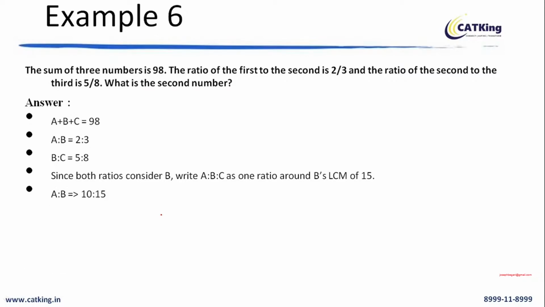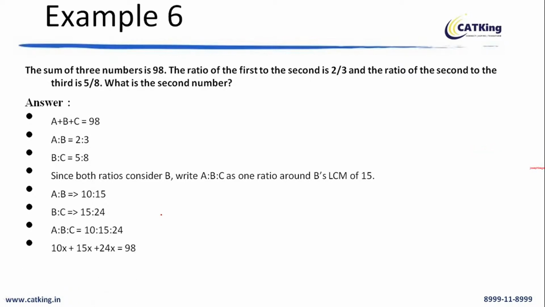So A is to B becomes 10 is to 15. We multiply them by 5. So 2 into 5 is 10 and 3 into 5 is 15. B is to C becomes 15 is to 24. Here we multiply them by 3. 5 3s are 15 and 8 3s are 24. So it becomes a continued ratio of 10 is to 15 is to 24.